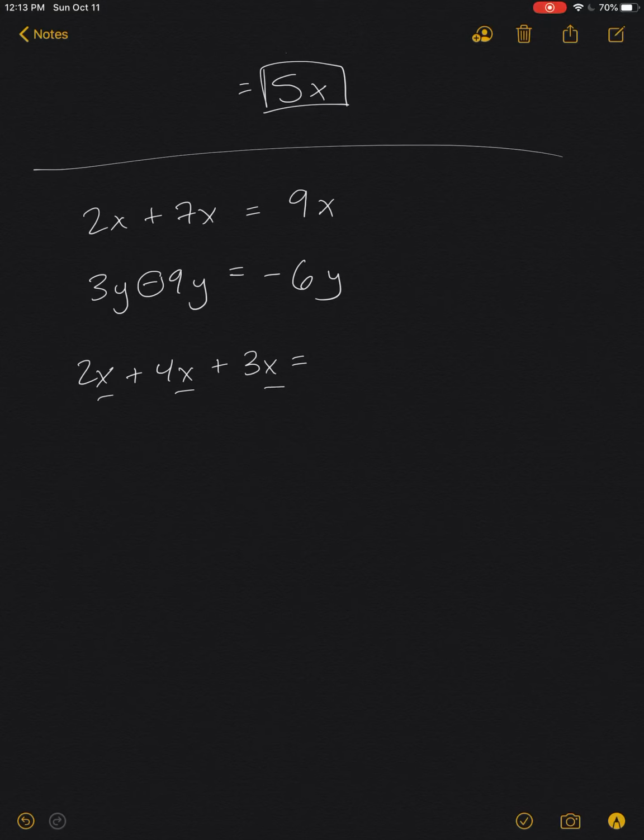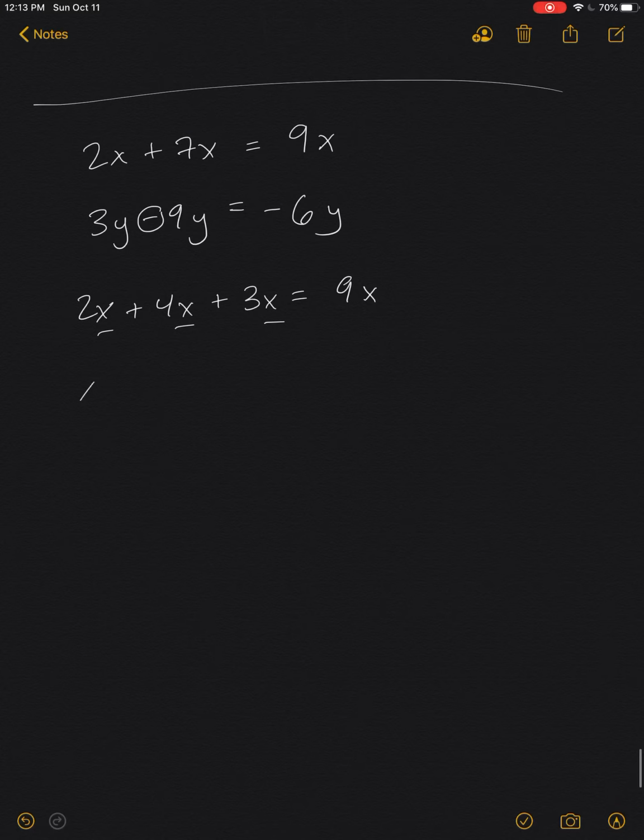This time we have 3, but they're all alike. So 2 plus 4 is 6, plus 3 is 9. We get 9x. Right, and then you're going to start getting to problems where you have multiple variables. Oops, sorry. Plus 4x.